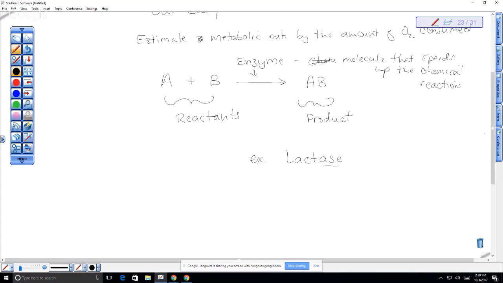Okay. So what do you think lactase does, just looking at the word? Breaks down lactose.